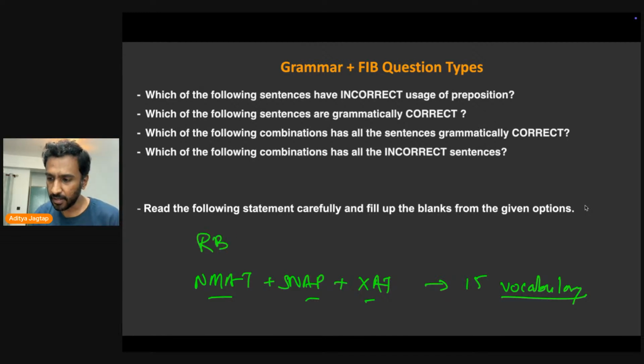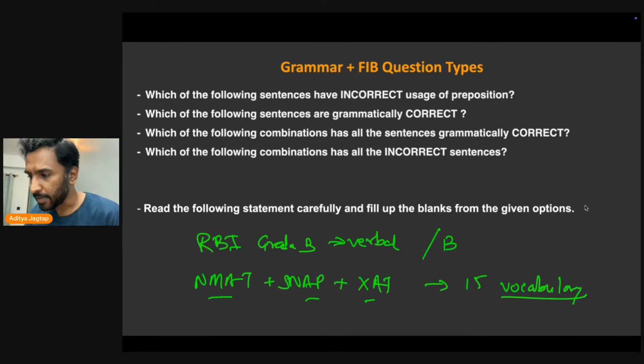Is the RBI Grade B exam. And if you look at the verbal paper, again, really good questions you'll find in terms of vocabulary and grammar, which will hold up to the NMAT and SNAP level for sure. And of course, the banking exam papers.